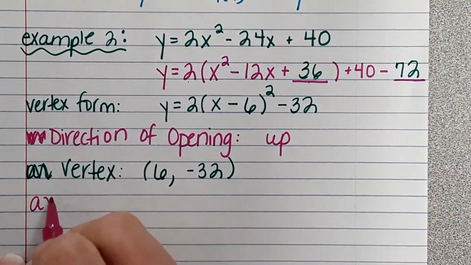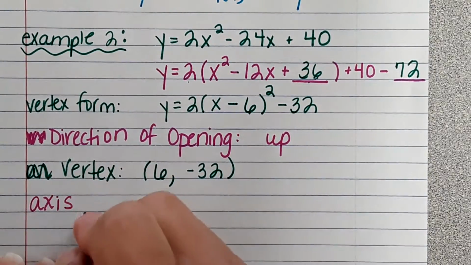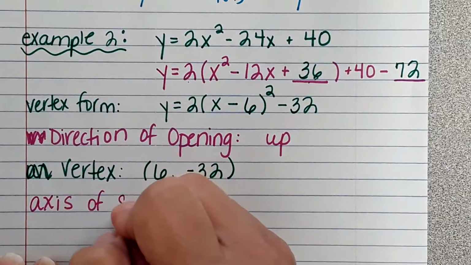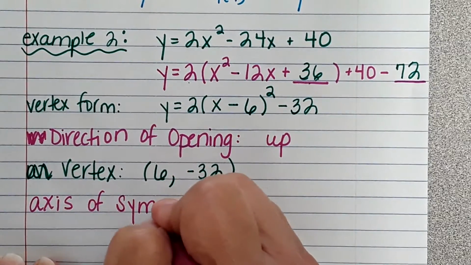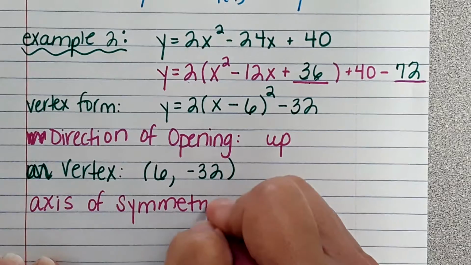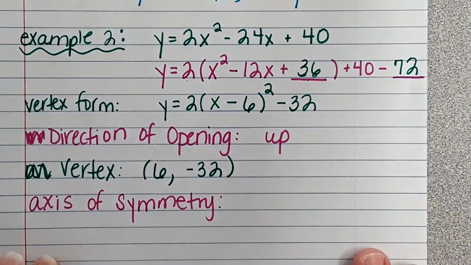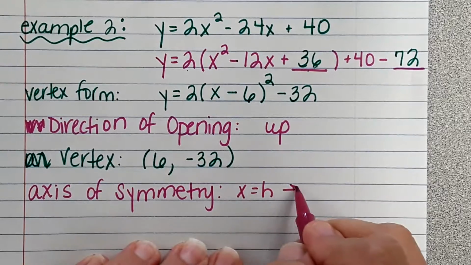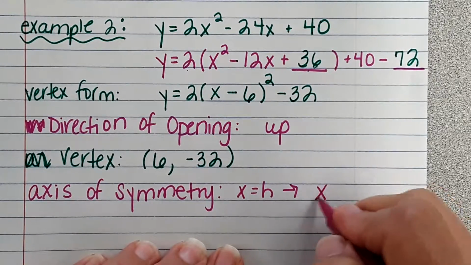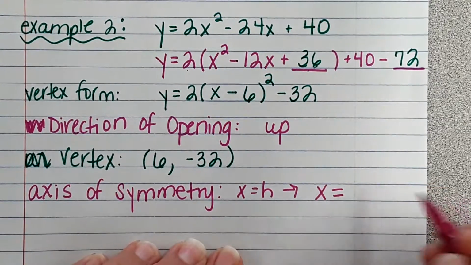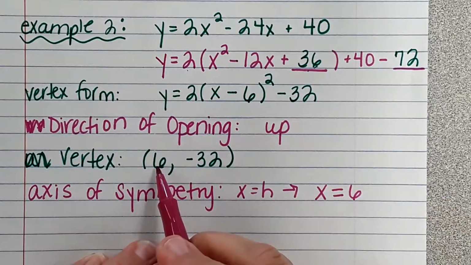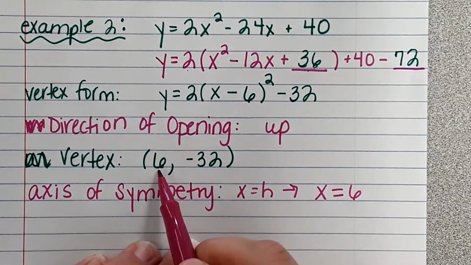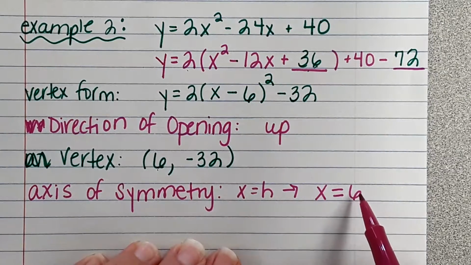And now we're going to write the axis of symmetry. You guys, the axis of symmetry is x equals h, which is x equals 6, because h is 6. So whatever this number is in your vertex is the same thing as your axis of symmetry.